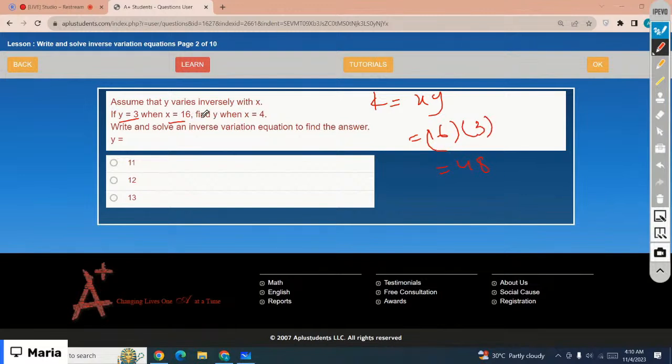Now you need to find the value of y when x equals 4. So it would be y equals k over x. k is 48, x is 4, that would be 12. So that means y equals 12. Got it? The correct option is 12.